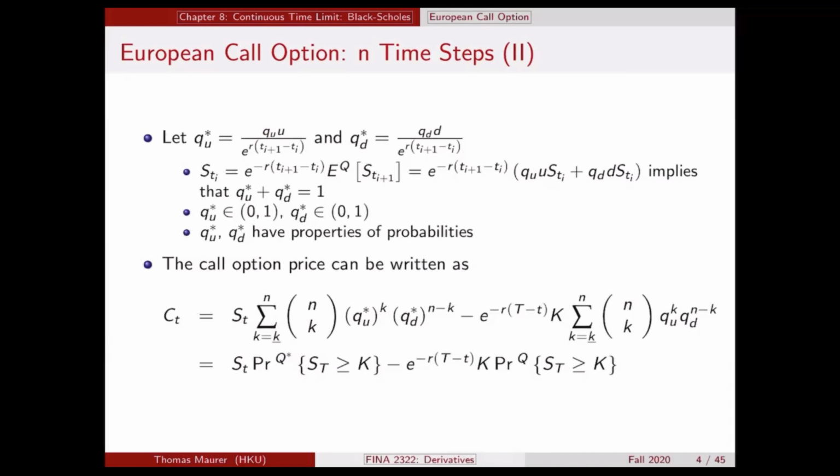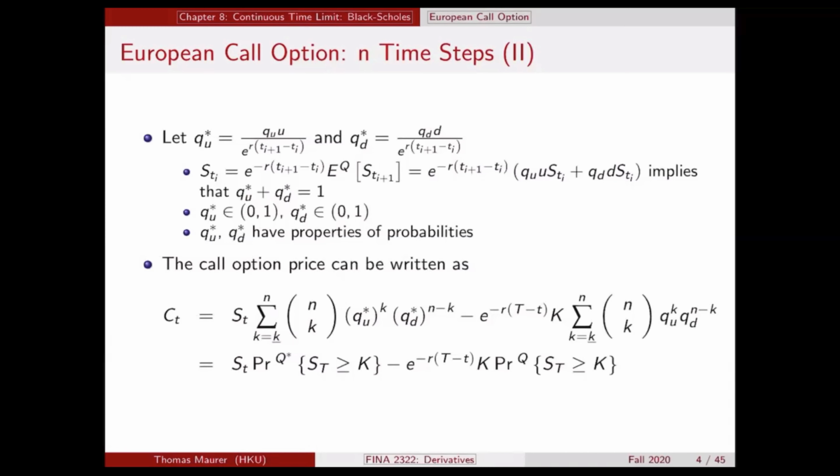The interpretation of this Q star variable is actually again a new probability measure. And indeed, by using the fundamental theorem of asset pricing, you can see immediately that this QU star and QD star sum up to 1, and both of them are between 0 and 1. So they do have these properties of a probability.